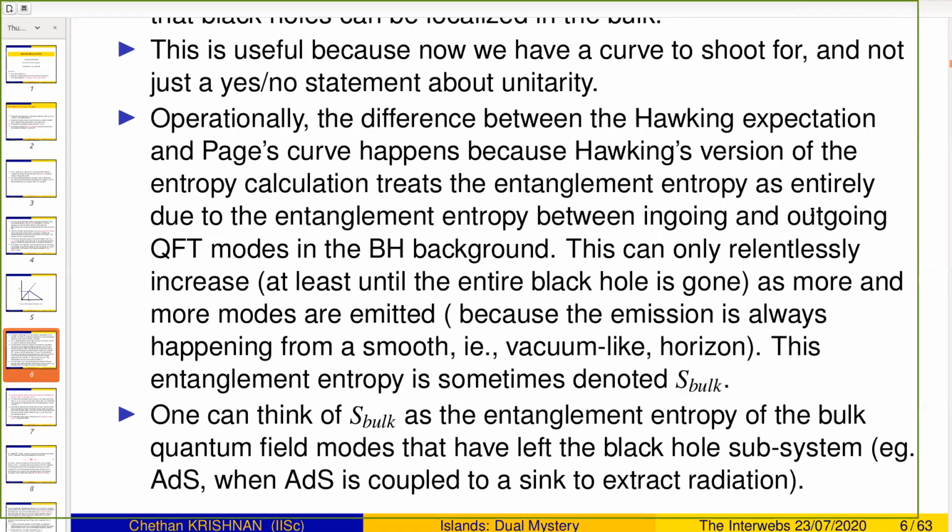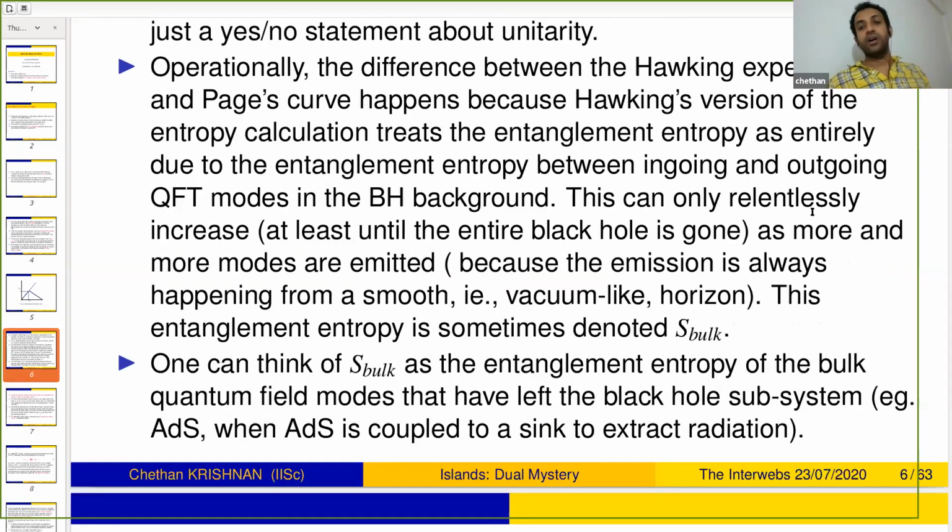So this means that the entanglement is relentlessly increasing. And that entropy that you calculate using this bulk field theory calculation is typically called S bulk. One can think of S bulk as the entanglement entropy of the bulk quantum field modes that have left the black hole subsystem. You can think of it that way.